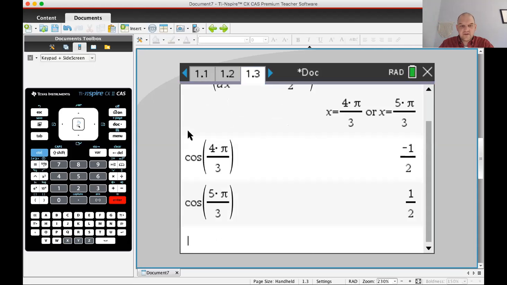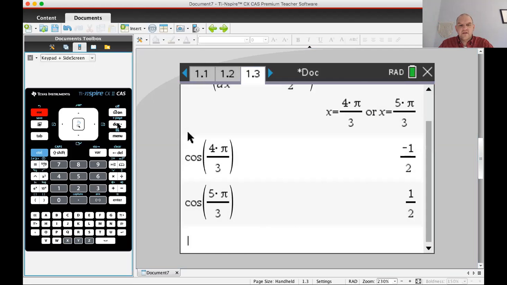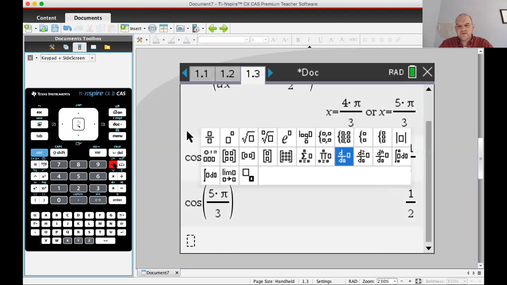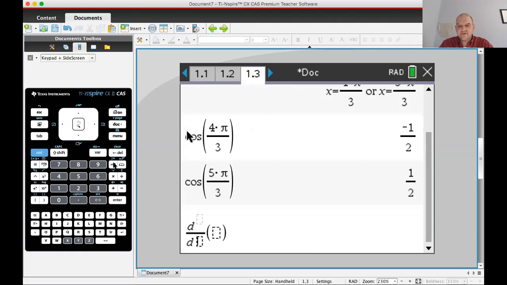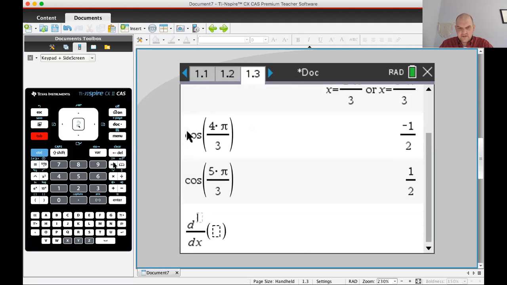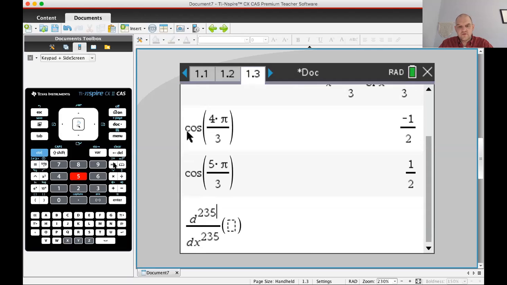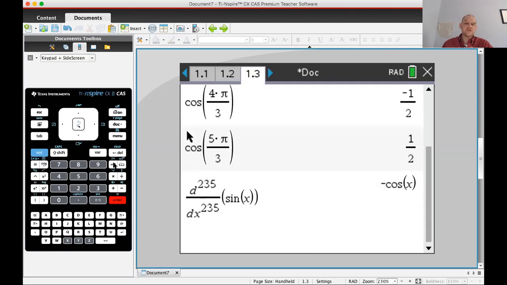All right. So the one thing that we wanted to check also was the 235th derivative. So we're going to use the nth derivative template. And what you can do is just fill in a number, 235. The 235th derivative of sine of x is negative cosine, which is what we got. So we got it.